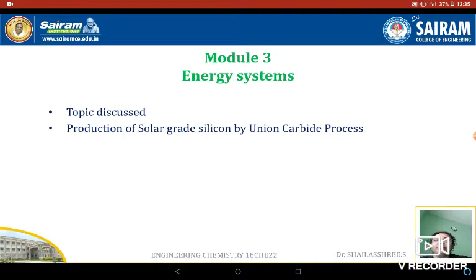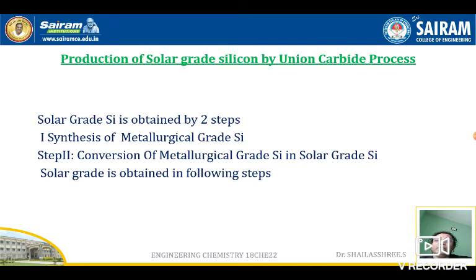We are continuing with module 3, and in this session we will be discussing the production of solar grade silicon by the Union Carbide process. This process is also called the carbothermic process, and here we are synthesizing the silicon which is required for our solar cells. Silicon is one of the important compounds used in making the PN junction.